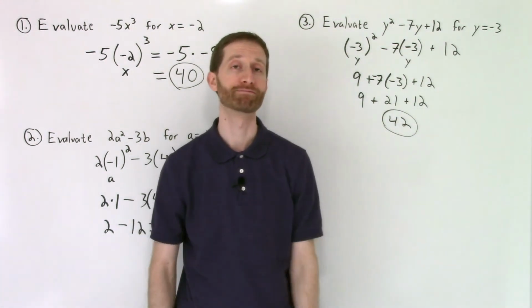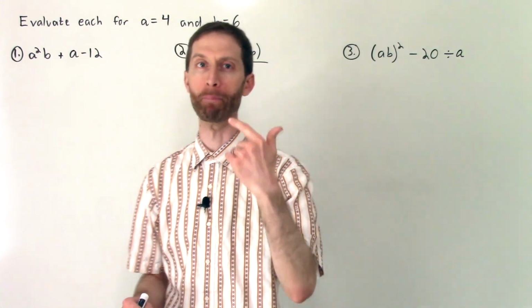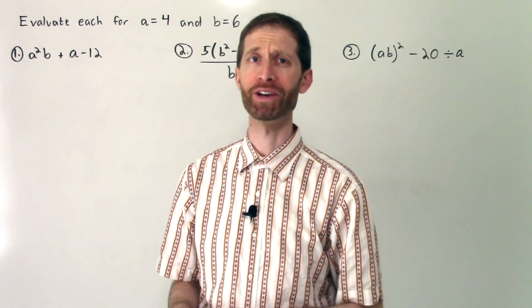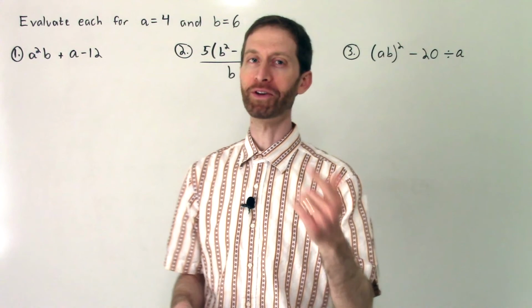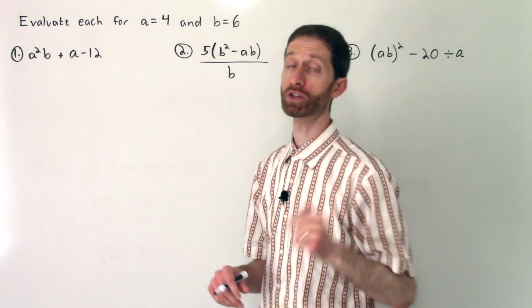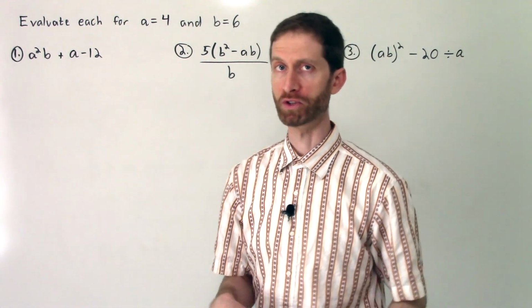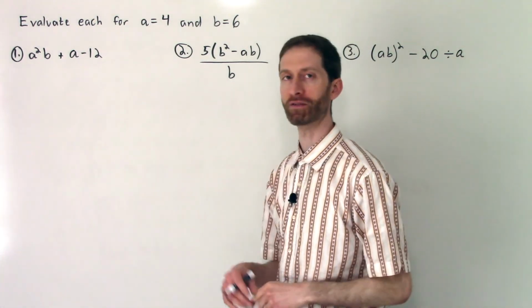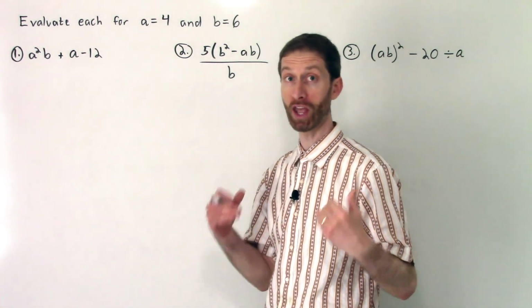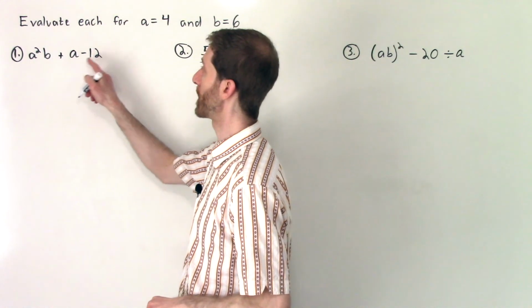And here we are on the flip side of this video with some bonus coverage. Okay, so let's check this out. We are going to continue to evaluate expressions using the order of operations, but we're going to go into math beast mode. So I've got some tougher problems here that involve a little bit more patience, but you can handle this. Let's do it. So you've got a squared times b plus a minus 12.